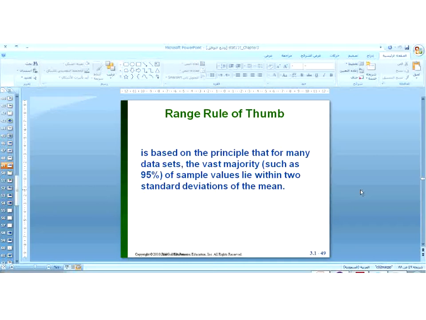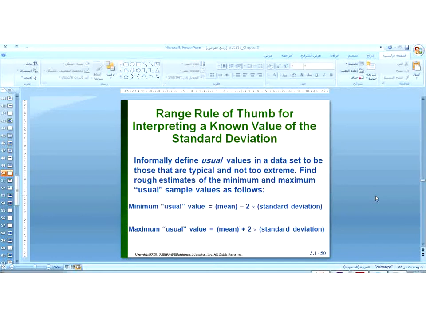Inshallah, now we will start the range rule of thumb. It's based on the principle that for many data sets, the vast majority, such as 95% of the sample values, lie within 2 standard deviations of the mean. What does it mean?